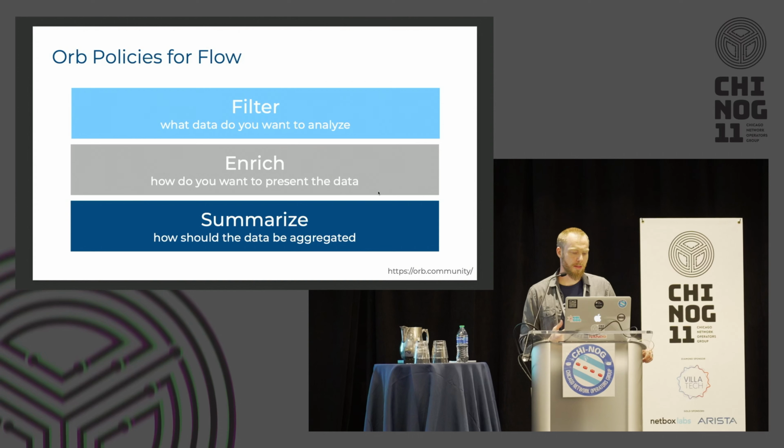And so the Orb policies for flow allow you to define different ways to address that problem, right? So we can filter the data directly at the agent and really focus in on exactly the information you're interested in. We can enrich that data so that it makes more sense to a human operator. And again, we have this smart aggregation piece that can summarize in ways that can help operators as well.